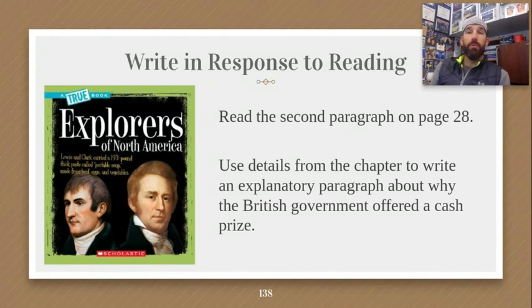And so you probably want to begin with the topic sentence that answers the question. The British government offered a cash prize because, and then give your answer. After that, you're going to want to provide some sort of evidence from the text. So you might want to say, for example, on page blank, and then provide some factual evidence to support that answer. And then finish up with a nice concluding sentence to kind of restate the topic and put a bow on the end. All right?